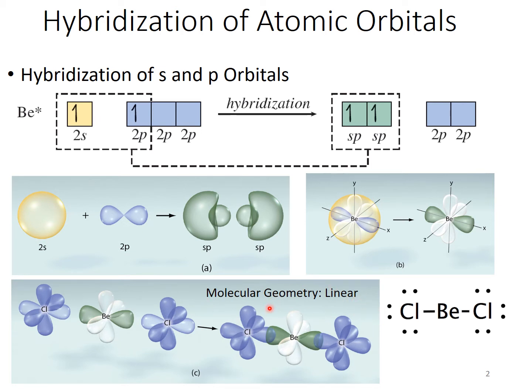Beryllium could have only 4 valence electrons. That was one of those exceptions to the octet rule. Okay, so an sp hybridization results in linear molecular geometries here.